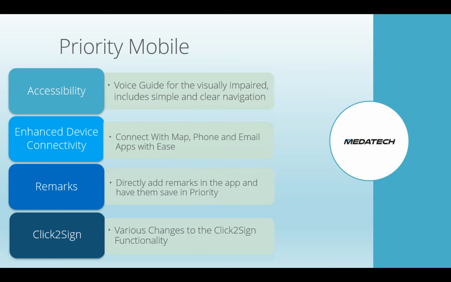Now, first up, Priority Mobile added further helpful accessibility features, such as for any users that use text readers on their mobile devices, they will now enjoy a voice guide within the Priority Mobile app. This includes simple and clear navigation using common gestures such as slide and double tap.